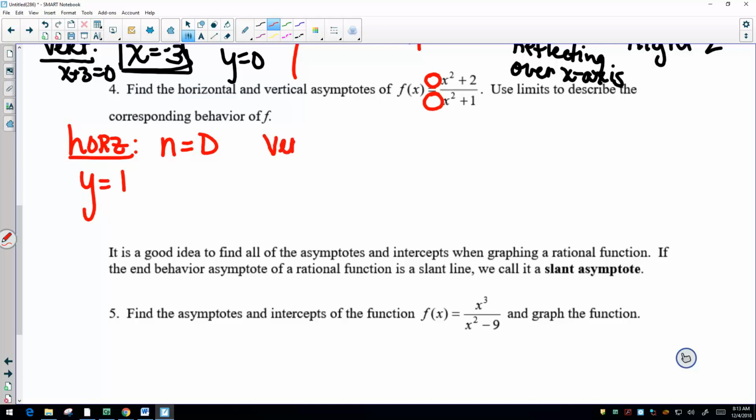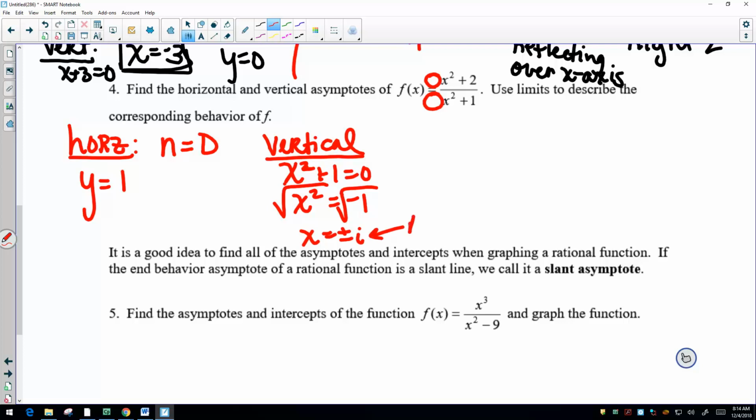Your vertical asymptotes, we take our denominator, set that equal to 0, and solve. So if we were to solve this, I have x squared equals negative 1. But when you try and solve, we have a square root of a negative 1, which gives us an imaginary number. So if I have an imaginary number, this is saying you have no asymptotes. Or at least in this case, no vertical asymptotes, since that's what we're trying to find.